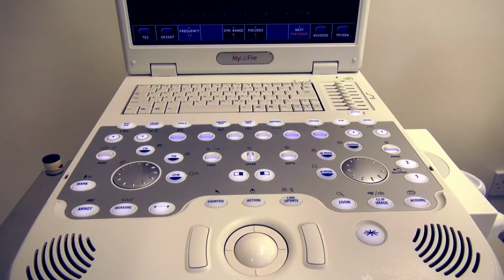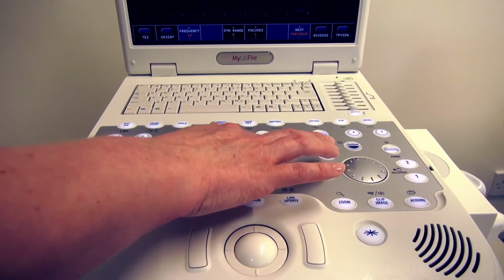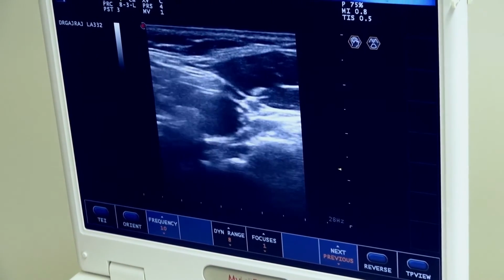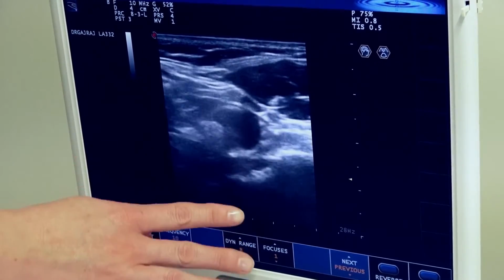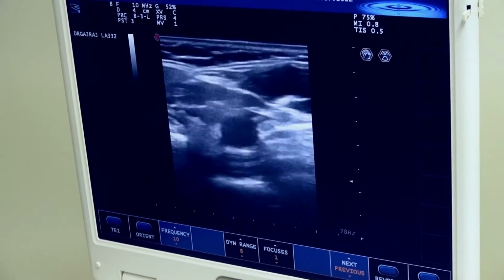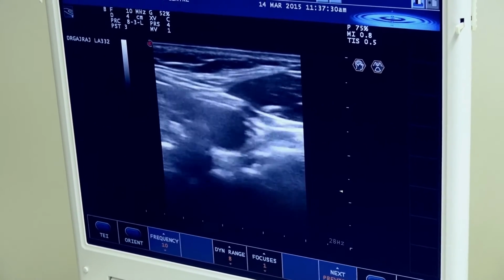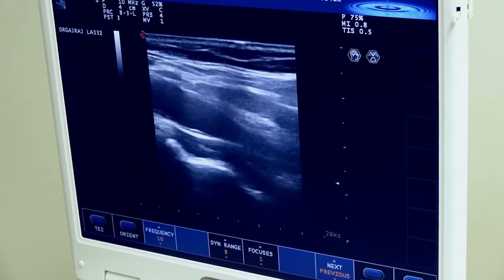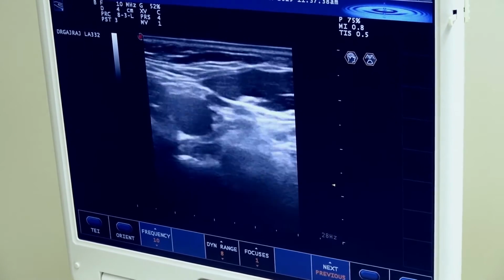To optimize the image further, you can use your depth selection. This makes the image easier to see more superficial structures. Also, it takes the eye away from these deeper structures that are irrelevant at the time of the scan. So here we are in the longitudinal position. And then back into the transverse position.